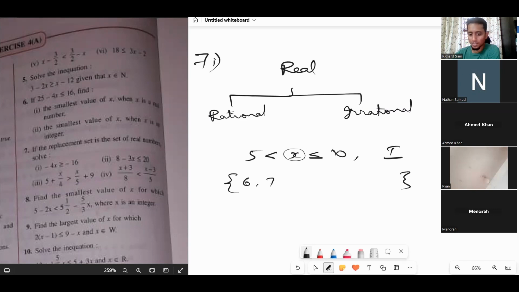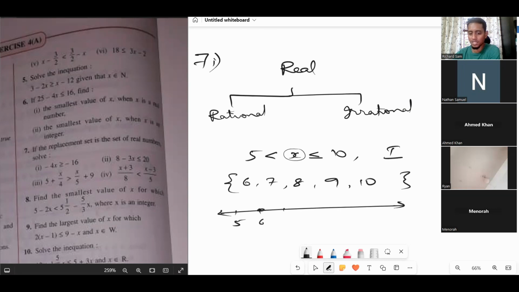6, 7, 8, 9, 10. Correct? See, you're not including 5. There's no 5. But 10 is included. Okay. And this can be represented on a number line. On the number line, you will mark all these numbers. You'll start with 5, but don't mark 5.